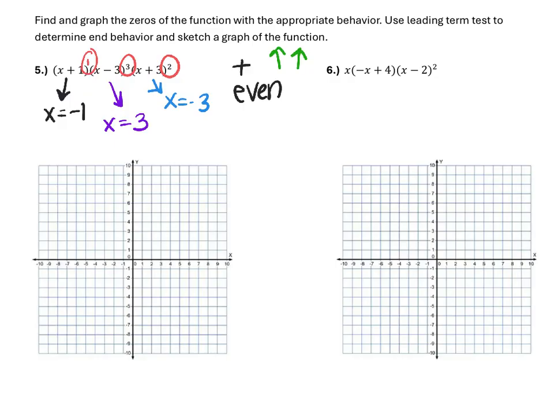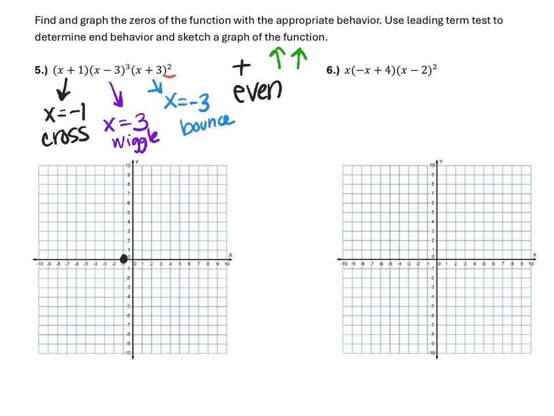Okay, what did we say? What would happen at x equals -1 because it had an exponent of 1? Cross, wiggle, or bounce? Cross. What's going to happen at x equals 3? Wiggle, because it's an odd exponent. And what's going to happen at -3? Bounce. Okay, so I'm going to start by plotting those 3 zeros.